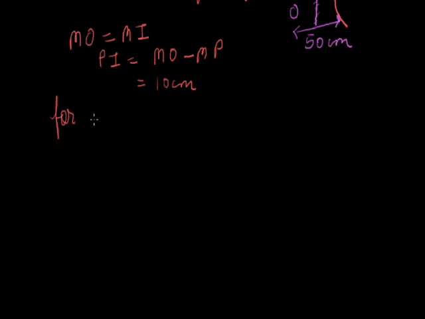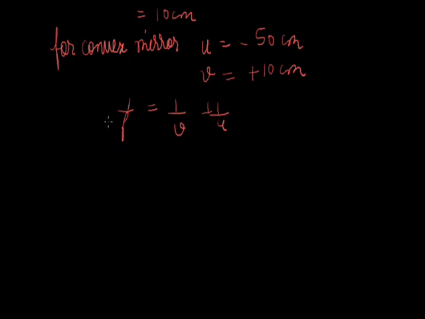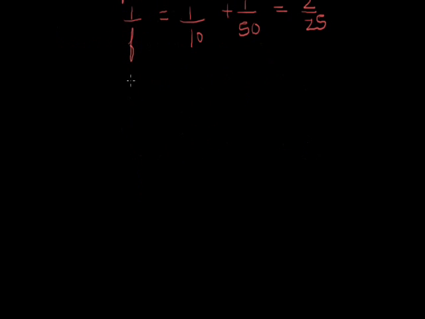Now this was all about the plane mirror. Now let us deal with the convex mirror. For the convex mirror, U, the distance of the object, is minus 50 centimeter, and V, the image distance, is plus 10 centimeter. By using the mirror formula, 1 over F equals 1 over V plus 1 over U, we can evaluate the value of F. Substituting, 1 over 10 plus 1 over 50 gives us 2 by 25. This 2 by 25 is the value of 1 over F. It implies that F is 25 by 2 centimeter.